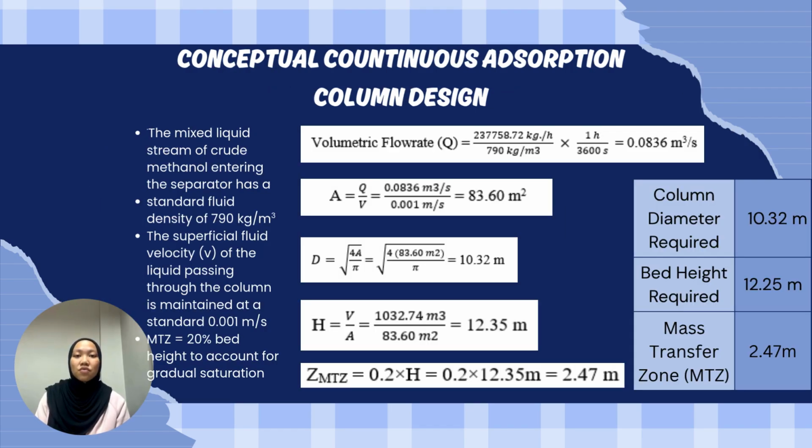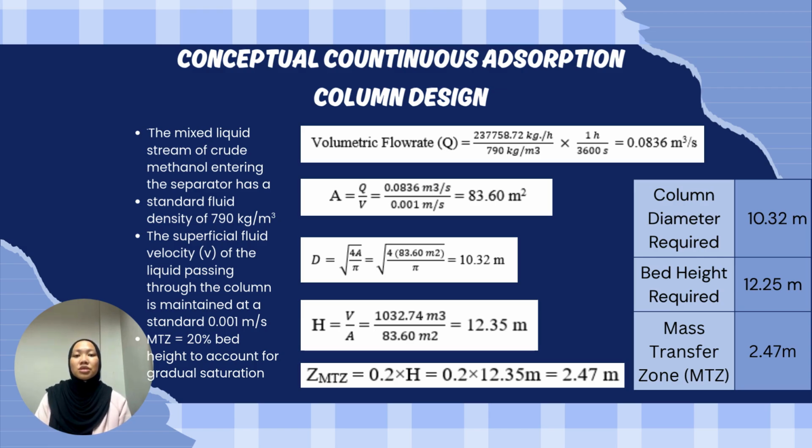Next, we translated that volume into physical dimensions. We determined the total liquid mass flow rate to be 237,758.72 kg per hour, which at the density of 790 kg per meter cube, gives us a volumetric flow rate of 0.0836 meter cube per second. By maintaining a superficial fluid velocity of 0.001 meter per second, we calculated the following specifications.